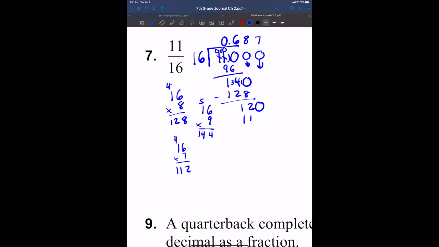Okay, so now that's 112. Subtract that. What do we get? 8. Bring down a 0. 80. Oh, 5. 5 was perfect, wasn't it? 5 times 16 when we did it was 80, wasn't it?